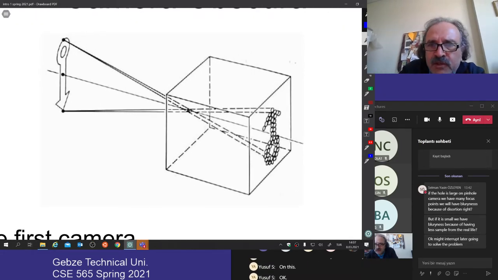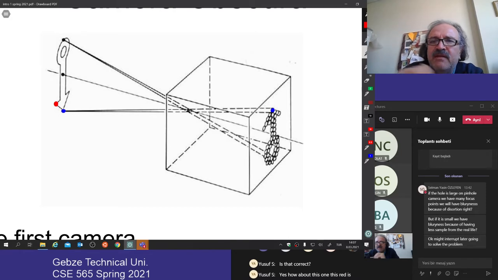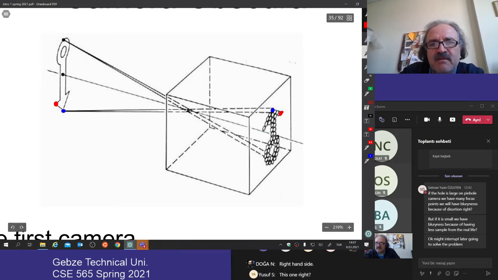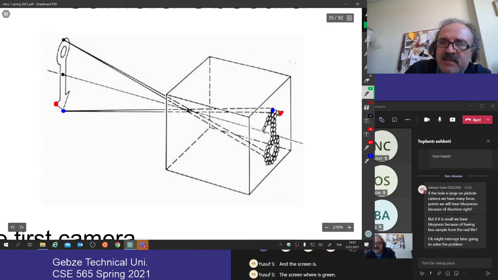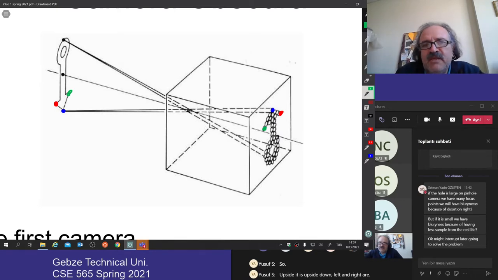Okay. So this blue point is this blue point, right? Is that correct? Yes. How about this one? This red is which one? This one or that one? Right hand side. This one, right? And this green is? Upside down, and left and right are switched again. You know the effect, right? Whatever goes through has to be a line, and it is at the end of the other part of the image plane.